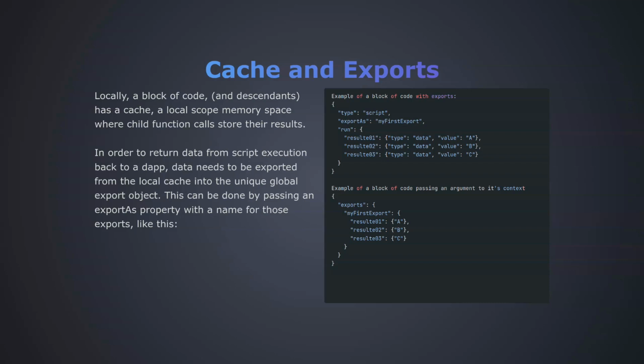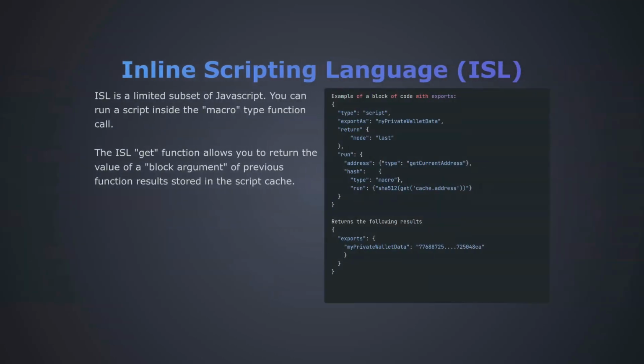Game Changer has an inline scripting language. ISL is a limited subset of JavaScript. You can run a script inside the macro function call. A very important function is the get function in the macro, which allows you to retrieve data from the cache.